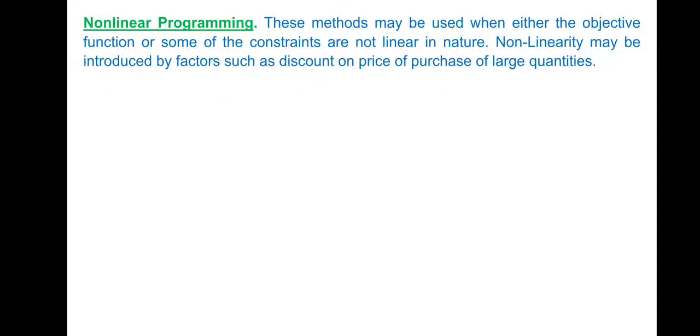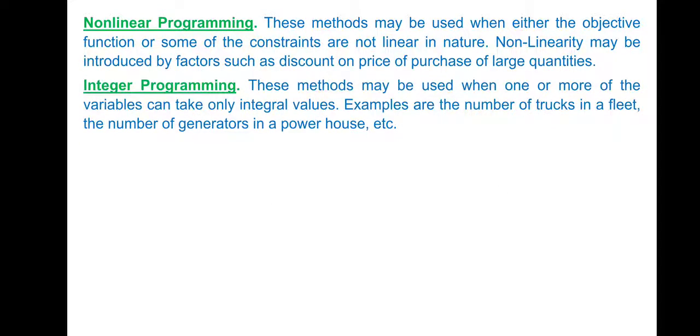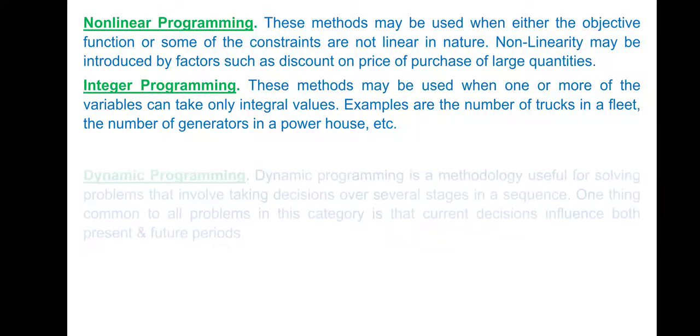Next one is non-linear programming. In this method, either the objective function or some of the constraints are not in linear form. Non-linearity may be introduced by factors such as a discount on price or purchase of a large quantity. In those situations we can use non-linear programming. Integer programming. This method may be used when one or more of the variables can take only integral values. Examples are the number of trucks in a fleet, or the number of generators in a powerhouse. In such situations, we use integer programming.